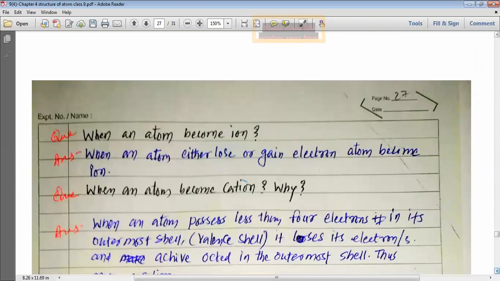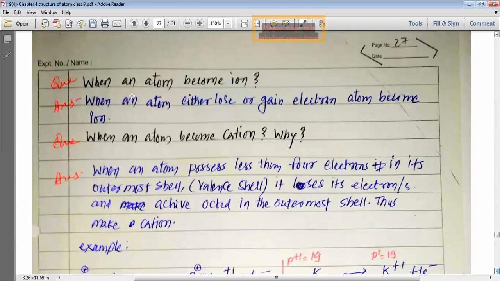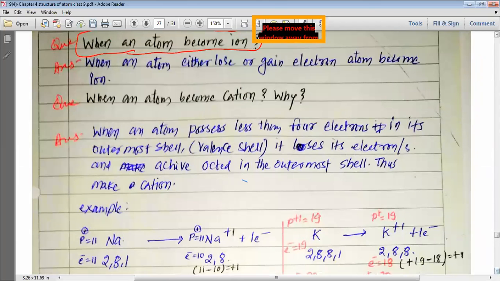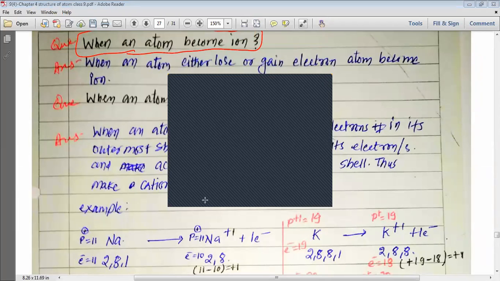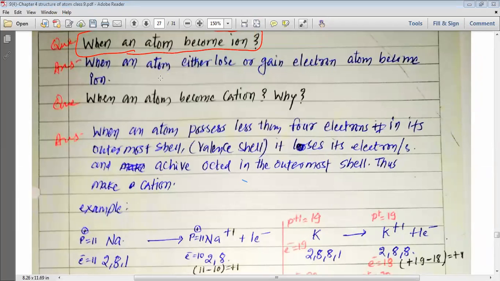Now my dear students, let us move and understand the next question. When does an atom become an ion? That is what we want to understand, my dear students, when an atom can be considered as an ion. So when does an atom become an ion, let us answer this question.